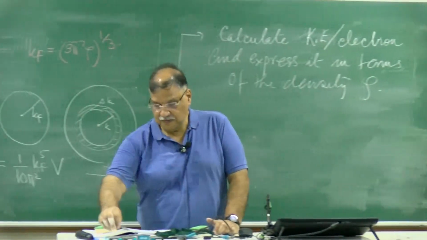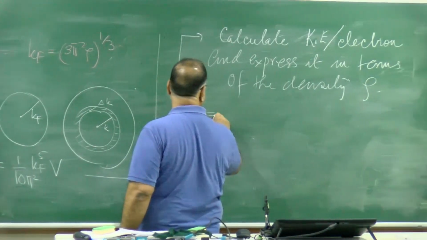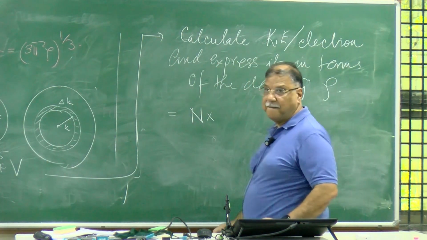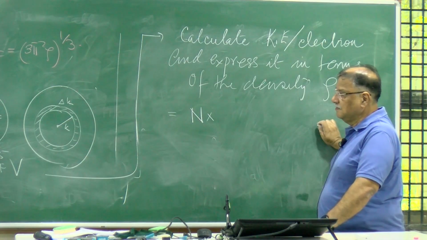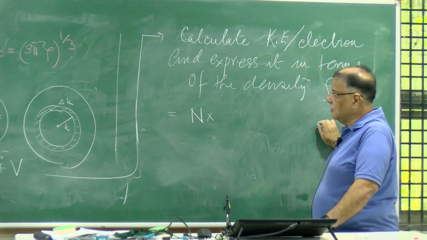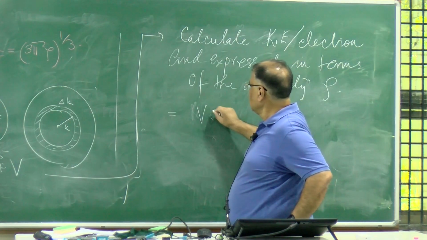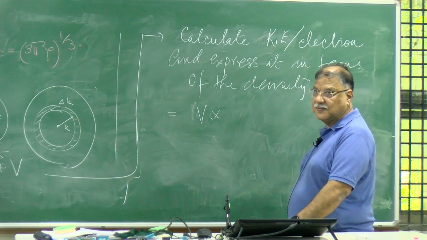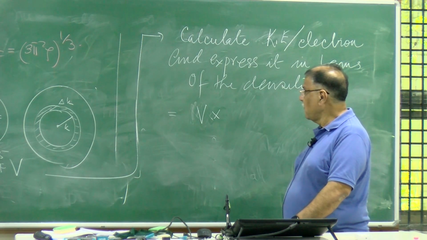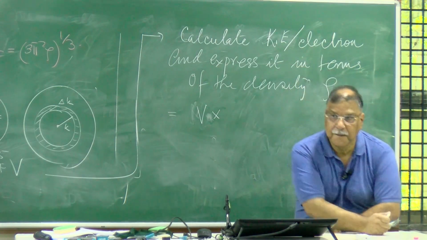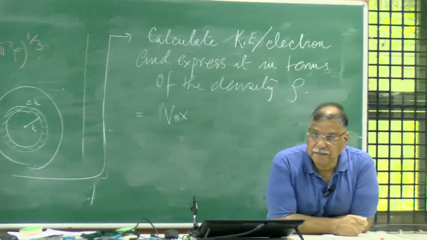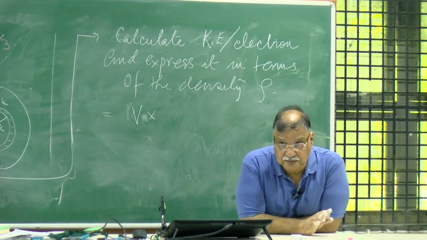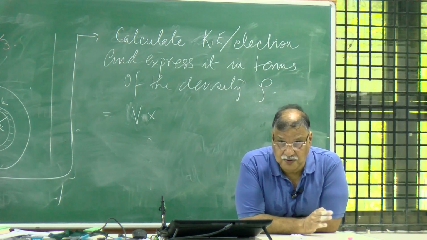So let's write this. There will be n times per electron, and the rest will be per electron. How much is that? That's okay. You can give me the total V times this. We are going towards density based theory. So that's why I want you to do it.